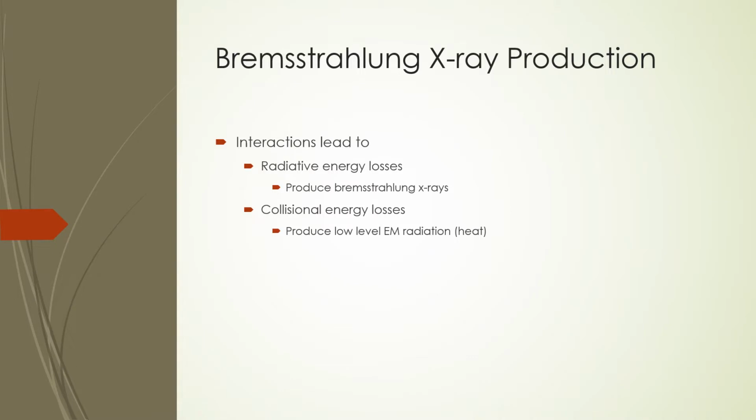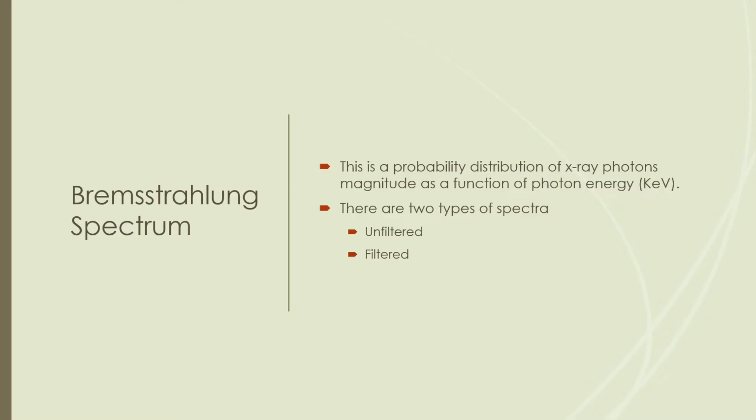Recall that when a charged particle like an electron interacts with atoms in matter, it deposits its energy by excitation and ionization as well as radiative energy losses. It is also possible that the electron will collide with the nucleus, leading to collisional energy losses in the form of heat. Most of the electrons produced in an X-ray tube deposit their energy in the form of heat due to collisions with the target. Only a small percentage, less than 1%, produce X-rays. For a given target material, the proportion of electrons producing X-rays increases with the electron energy or tube potential. We can say the Bremsstrahlung spectrum is the probability distribution of X-ray photons as a function of photon energy.